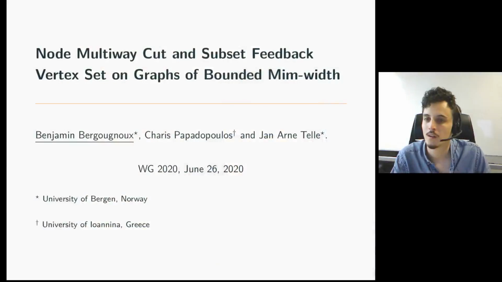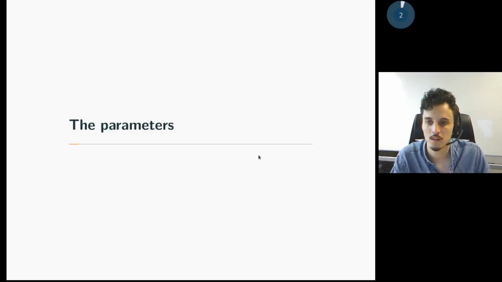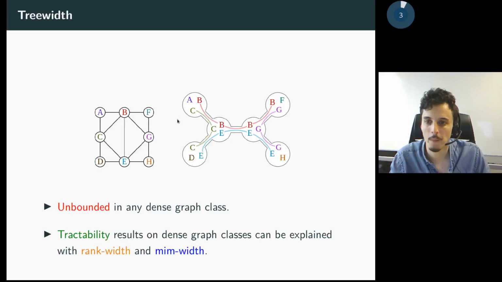Non-multiway cut and subset feedback vertex set on graphs of bounded Mim-width. This is joint work with Charis Papadopoulos and Yoann Dourisboure. In this talk, I will not only focus on Mim-width because we also have results on rank-width, and I will start by presenting these two parameters.